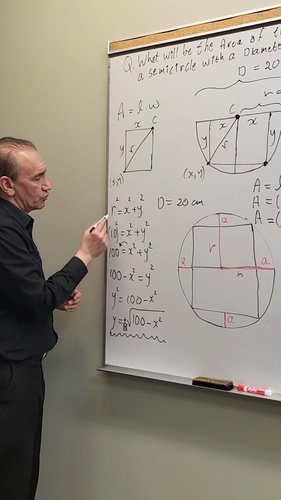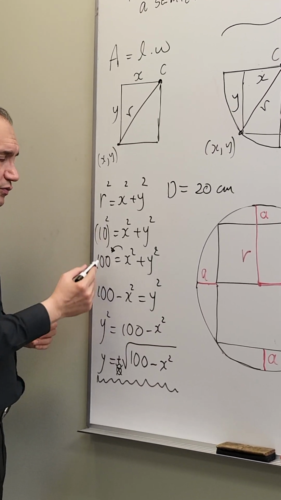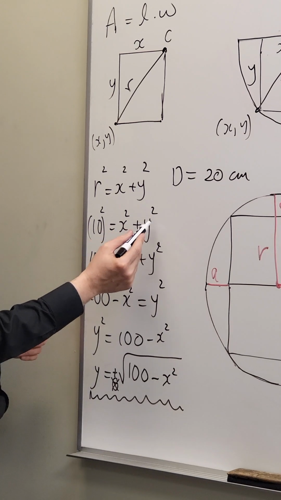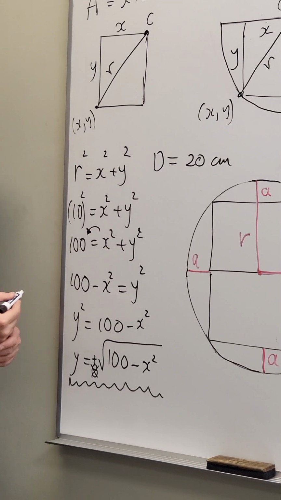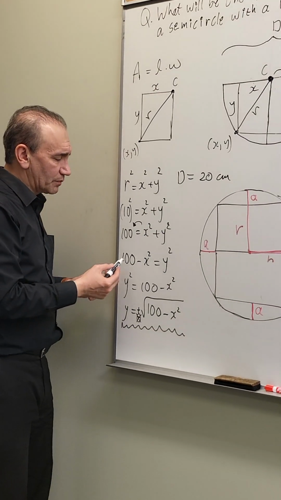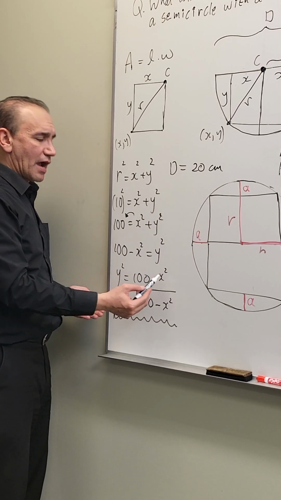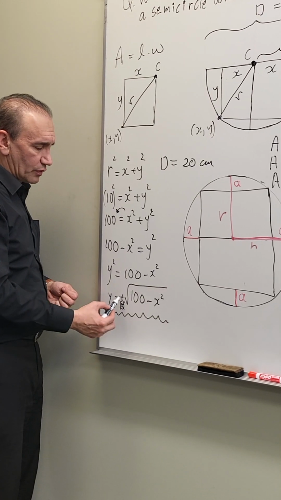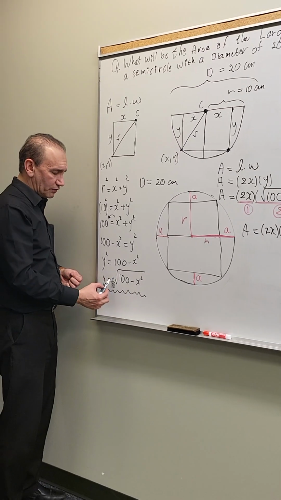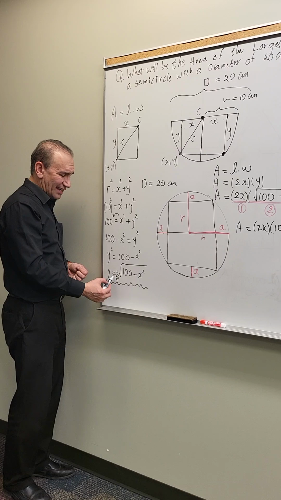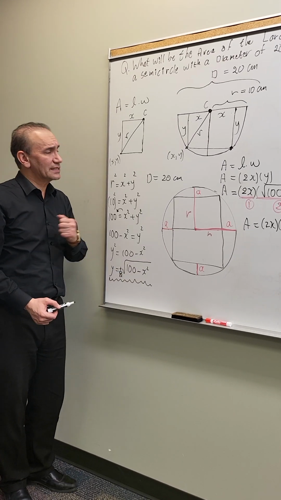So now I'm going to replace r by 10 and square it, which is 100, and that's x squared plus y squared. I move x squared to the other side to make it 100 minus x squared. That's going to be y squared, or y squared equals 100 minus x squared, which means y equals the square root of 100 minus x squared. Of course, I take the positive part. I cannot take the negative part because it's a distance.